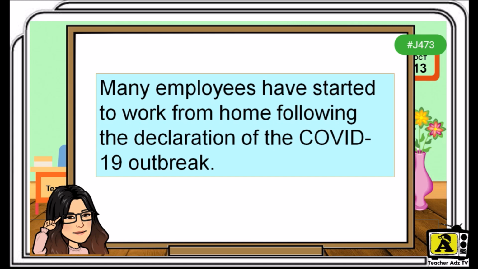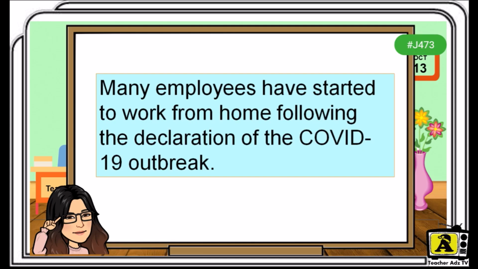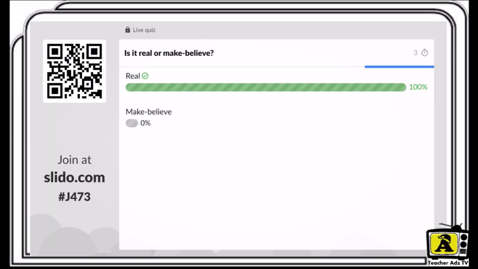Next, many employees have started to work from home following the declaration of the COVID-19 outbreak. Is it real or make-believe? Somebody answered real. Is it the correct answer? Yes, very good. So it is real. What is the statement again? It is about working from home of many people after the declaration of the COVID-19 outbreak. So it is something that is real. So your answer is correct.